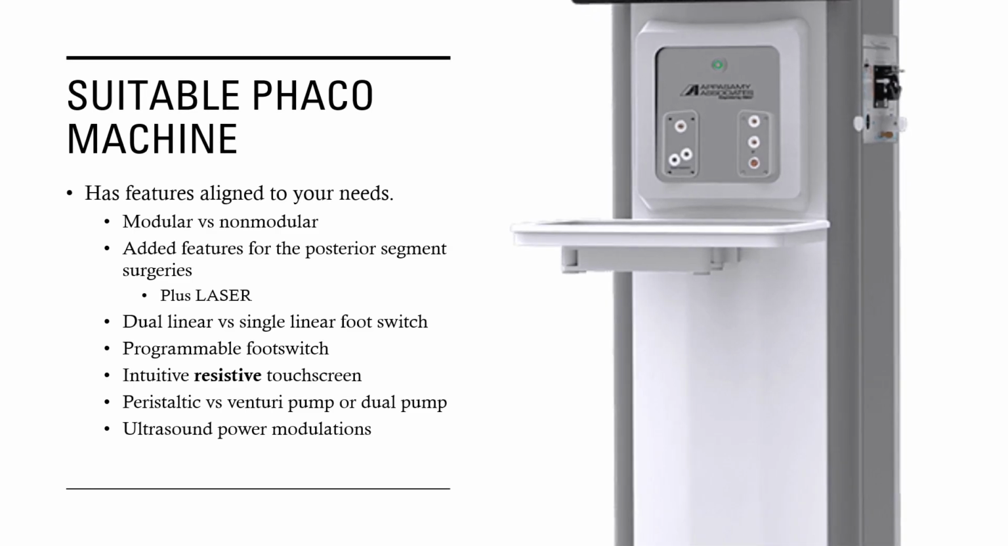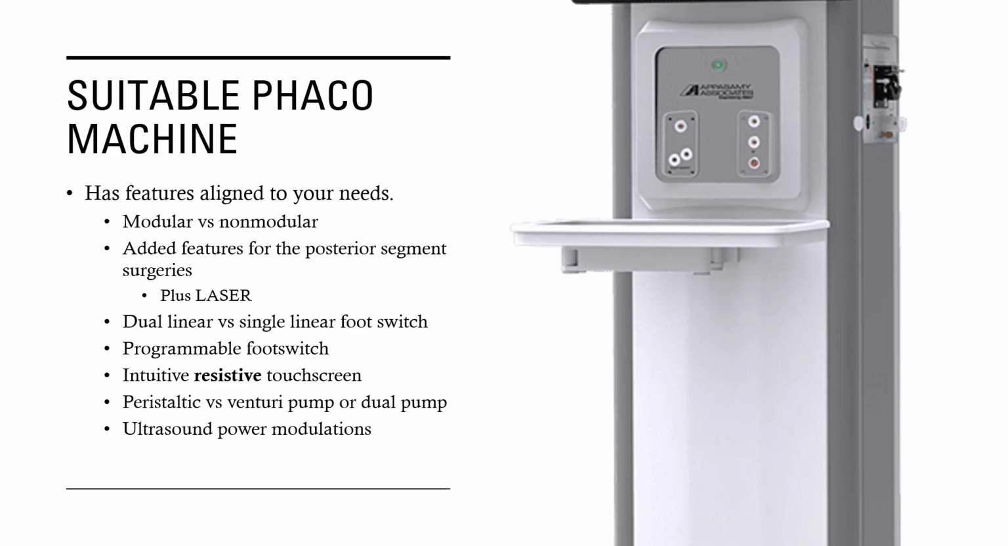So what I mean when I say that this should be a suitable phaco machine is that one should be aware of the features which are available as options in various models. It can be modular versus non-modular. Modular means that it has added features which you can upgrade later on without selling or reselling the machine, and you can simply add one more module.